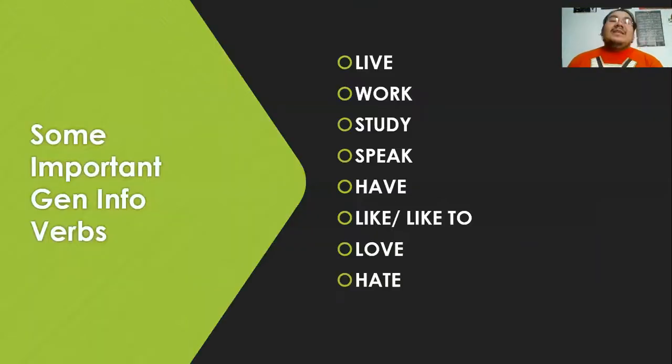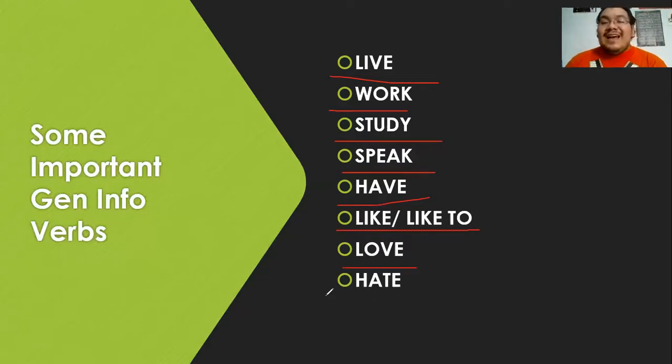So now, these are some of the important verbs that we can use to talk about general information. Live, work, study, speak, have, like and like to, love and hate. Some of these you are familiar with. Some of them are pretty obvious. Live means vivir. Work means trabajar. Study means estudiar.